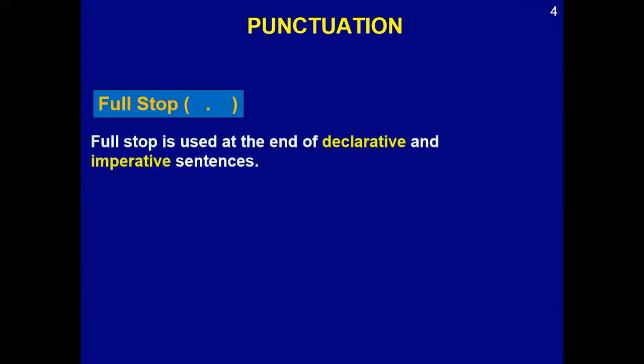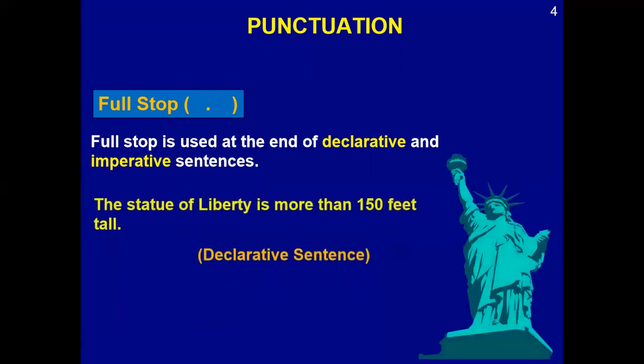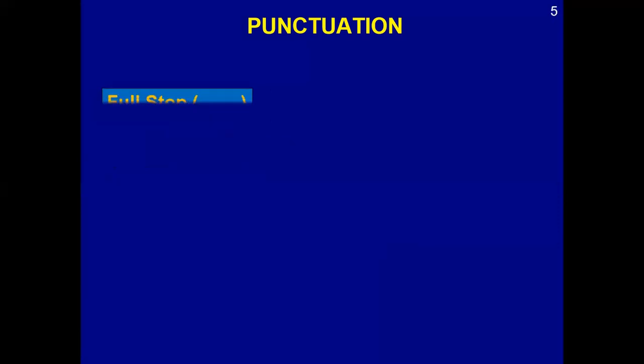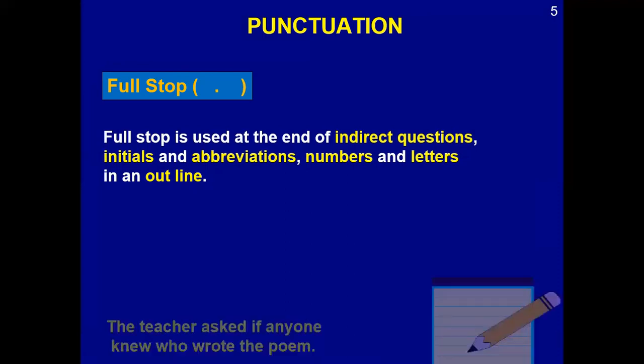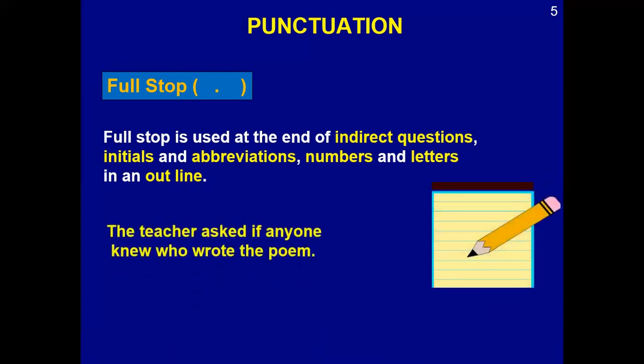Full stop is used at the end of declarative and imperative sentences. So please keep in mind, when we talk about kinds of sentences, declarative and imperative sentences, and word full stop. Like, the Statue of Liberty is more than 150 feet tall, a declarative sentence. And full stop is used at the end of indirect questions, initials and abbreviations, numbers and letters in an outline. The teacher asked if anyone knew who wrote the poem. So here we have used it because it's an indirect question.